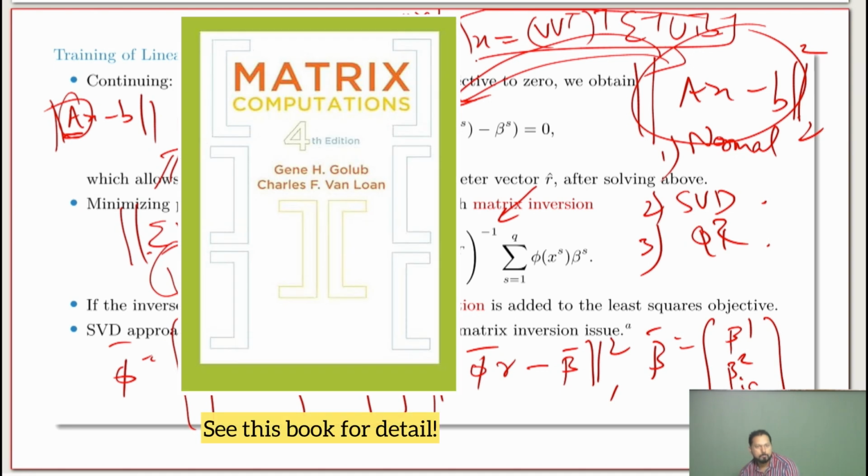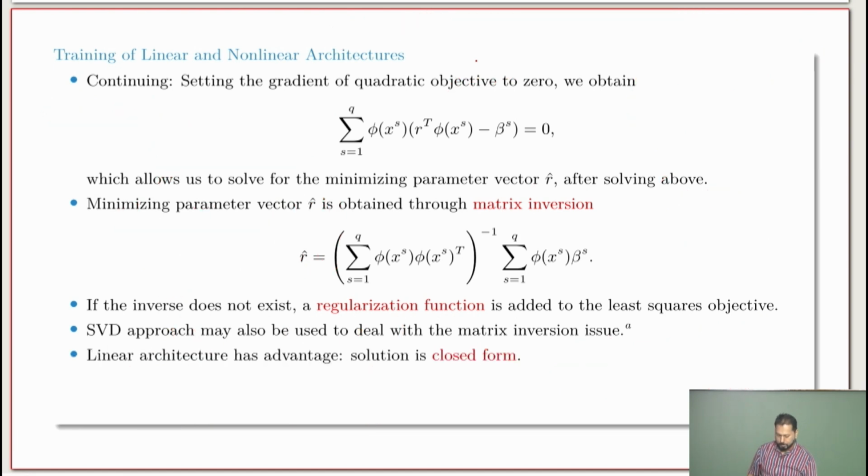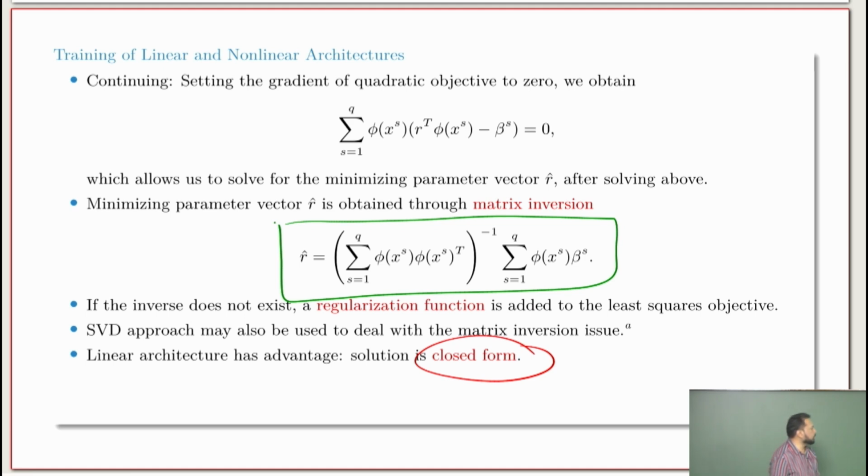So I gave you a sketch of how you do SVD. SVD can also be used to solve the least square. So we can use the normal equation form, we can use SVD, and we can also do QR. These are some of the ways. In this case, as you can see, we can solve it in closed form. Closed form means that you can explicitly write the actual expression, like r hat is equal to this thing, right? This is what closed form means.